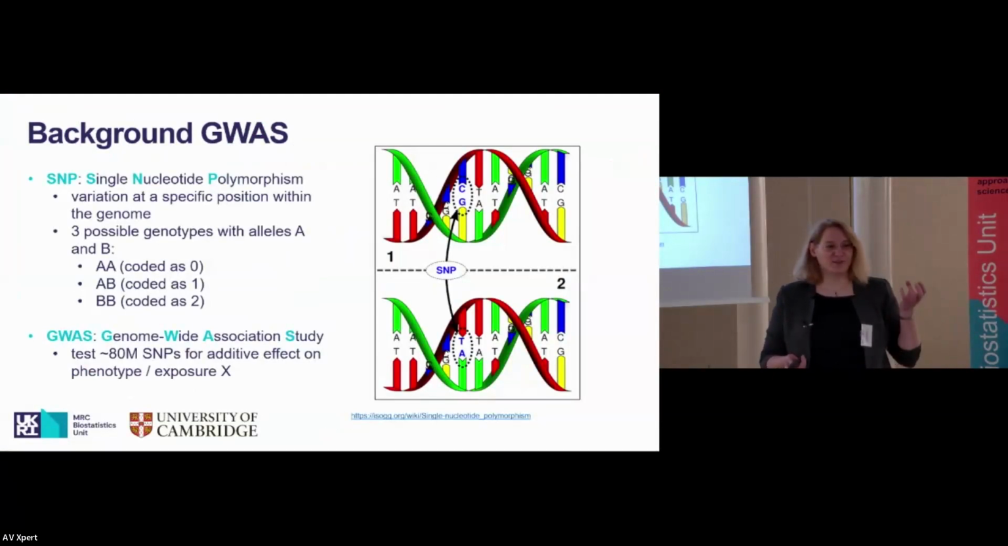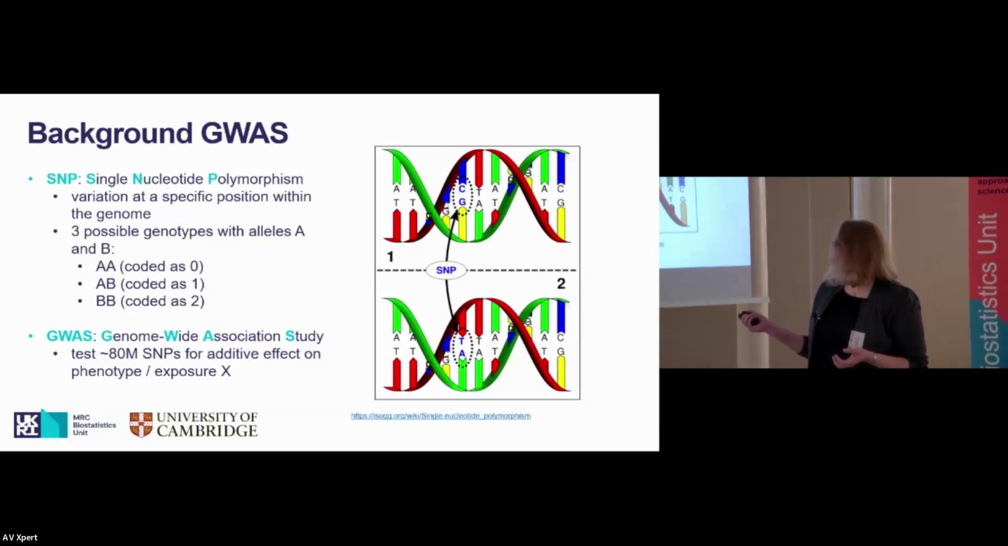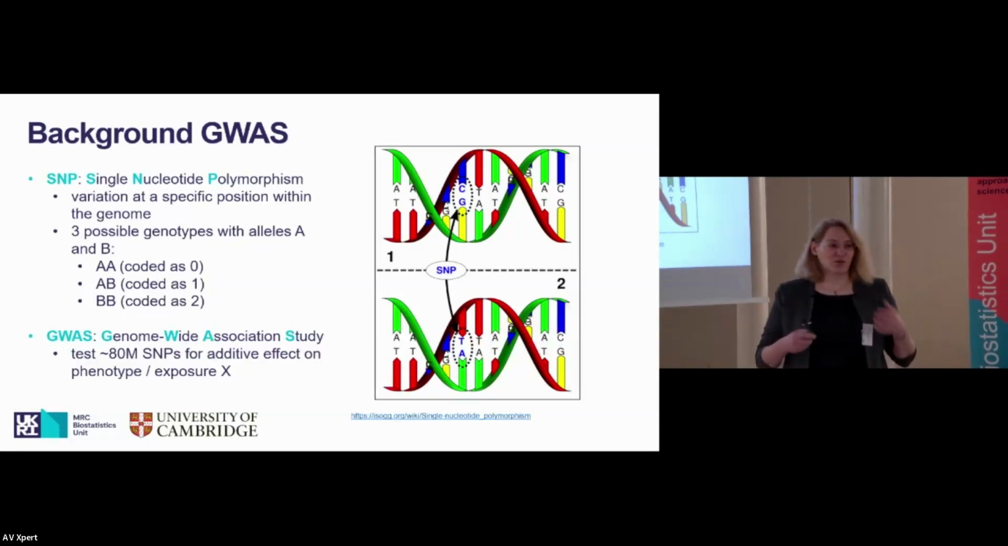That means that at a specific location in the genome, there's variability in which alleles could be present. We typically have two alleles possible, one from your mother, one from your father, and the combination of those two alleles is your genotype. So you can have two times the A allele, two times the B allele, or a mix of A and B. You can't differentiate between the maternal and paternal allele, so we have just AB.